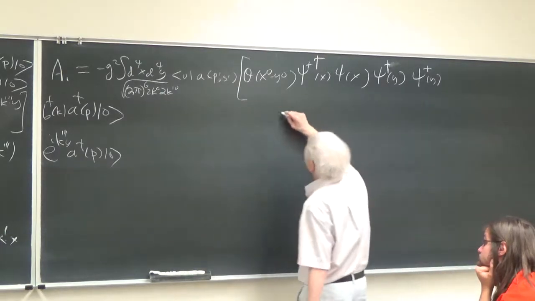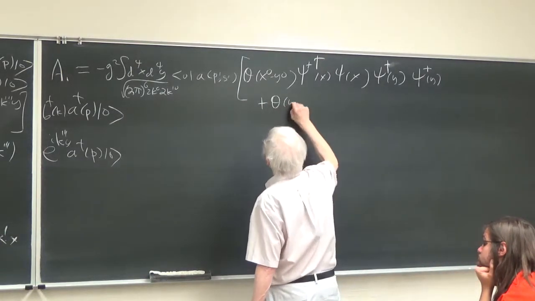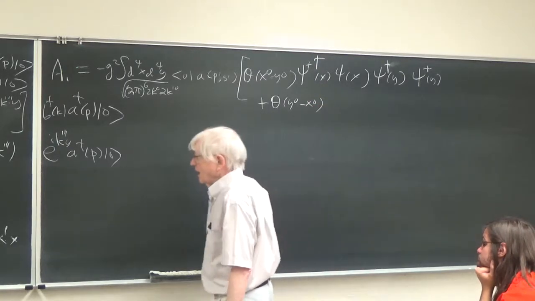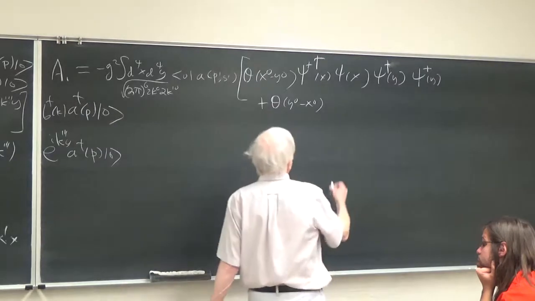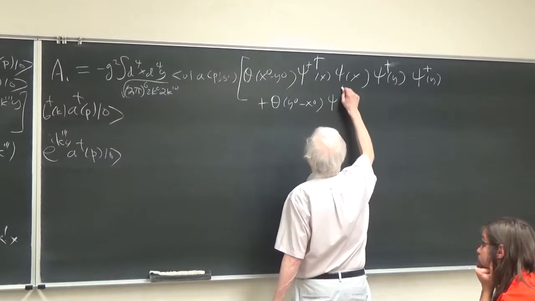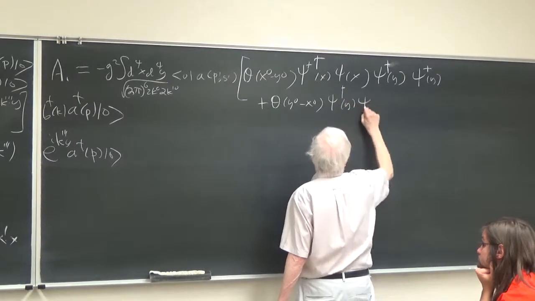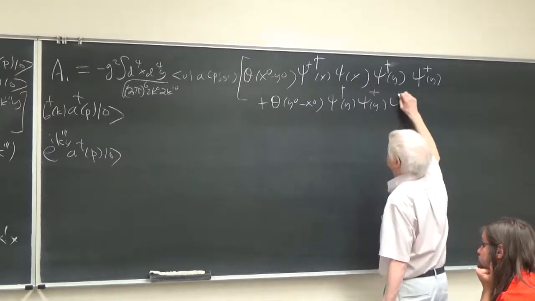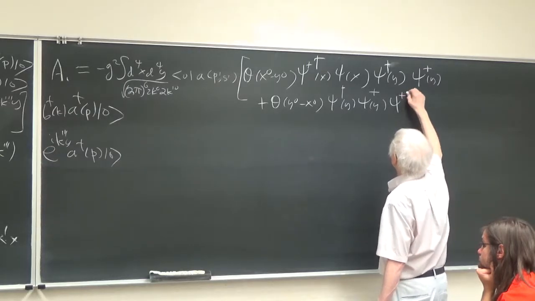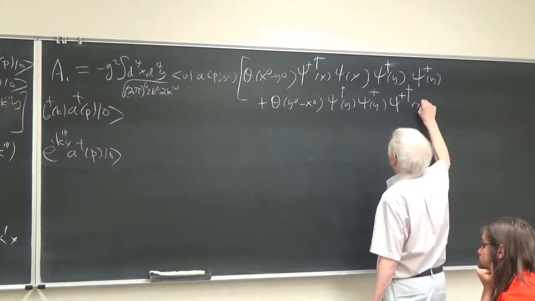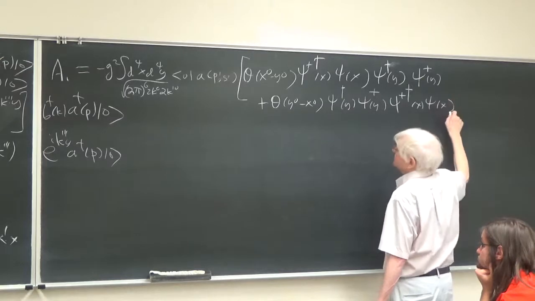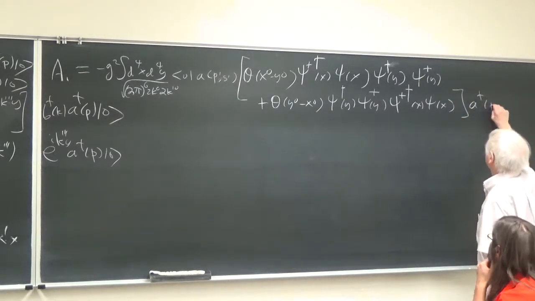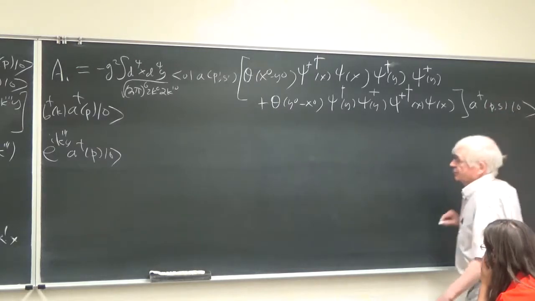And then plus theta of y0 minus x0. And now we would have psi dagger of y, psi plus of y, psi plus dagger of x, psi of x, a dagger of p and s vacuum.